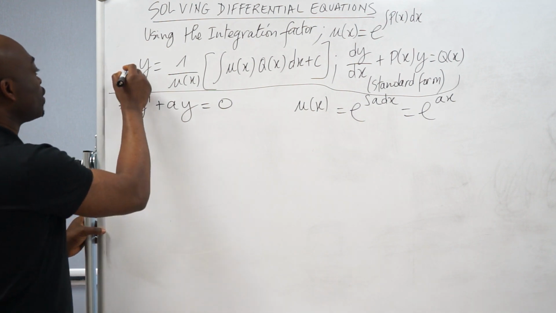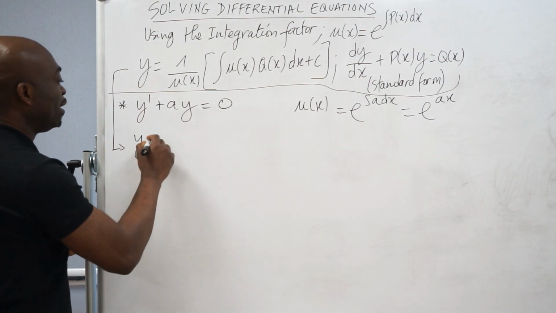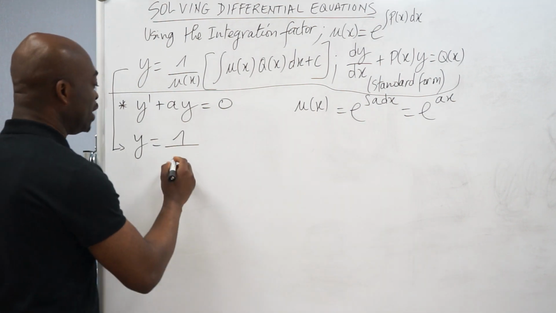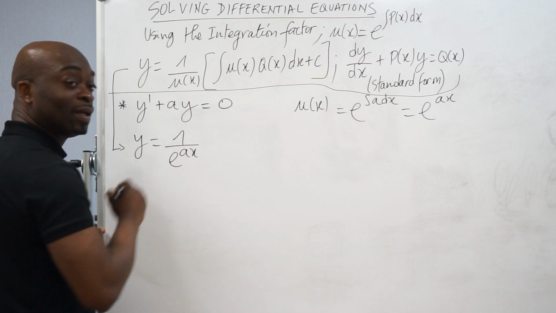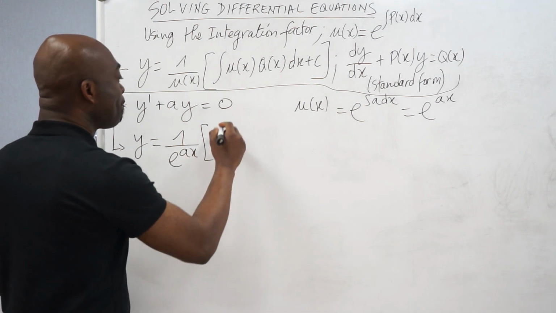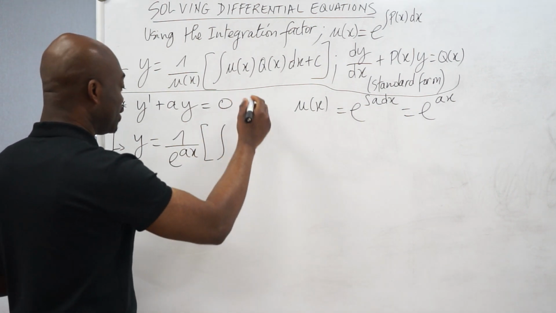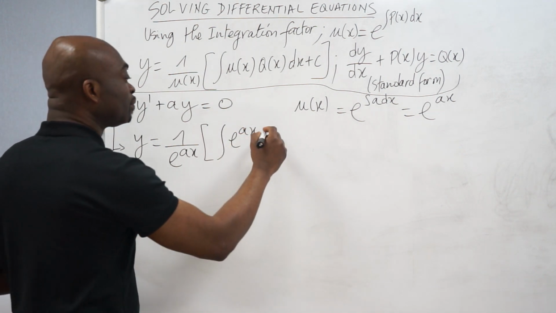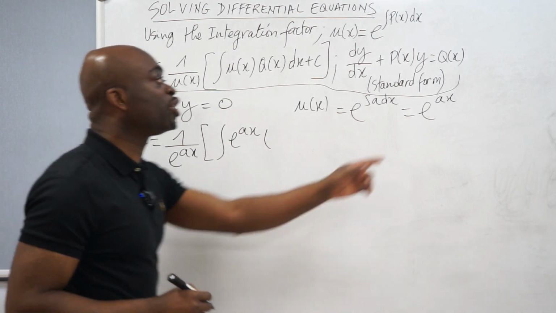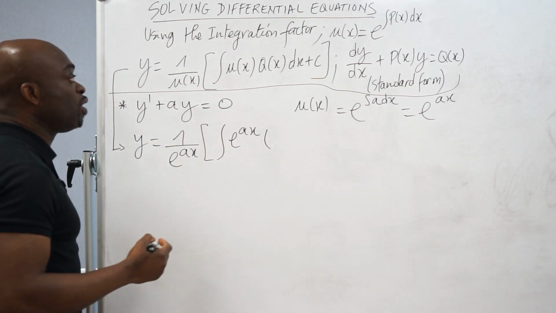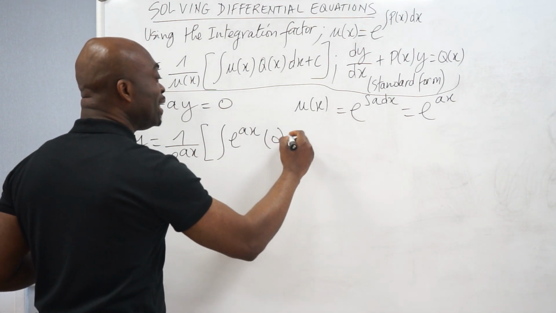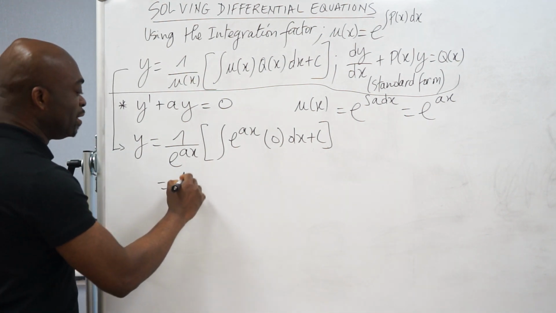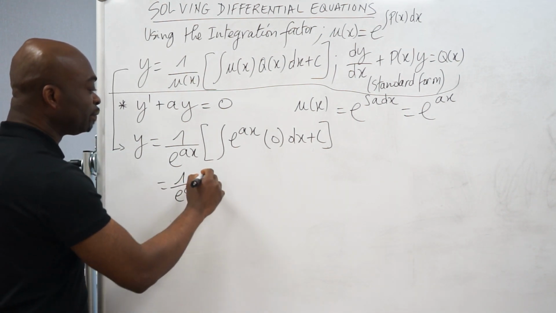So let's go. We take this one here, which is y equals 1 over our u of x, which is exponential ax, times the integral of u of x, the same thing, exponential ax, times the q of x. What is the q of x for our case here? It's 0, and then dx plus c. All right? So what's happening here? Let's do the operations.